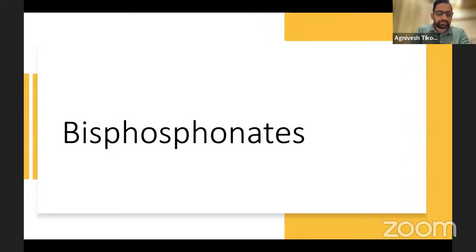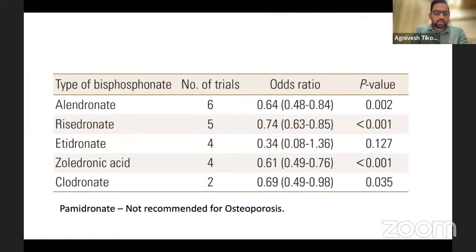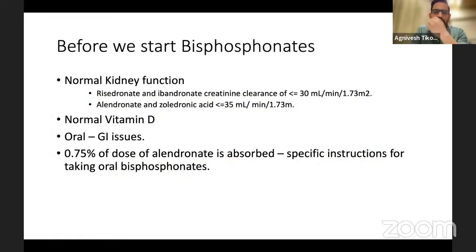Bisphosphonates are probably the cheapest available, and they are the easiest available, and we use them a lot. The commonly used bisphosphonates are alendronate, risedronate, zoledronic acid, and we also use ibandronate. So before you start bisphosphonates, the patient should have a normal renal function. You cannot use them beyond stage 3 CKD, which means the creatinine clearance or eGFR should not be less than 30-35 ml for alendronate, zoledronate. Vitamin D should be normal.